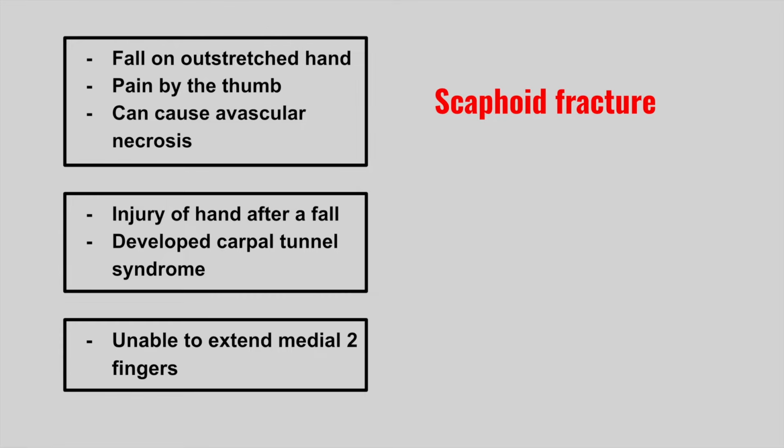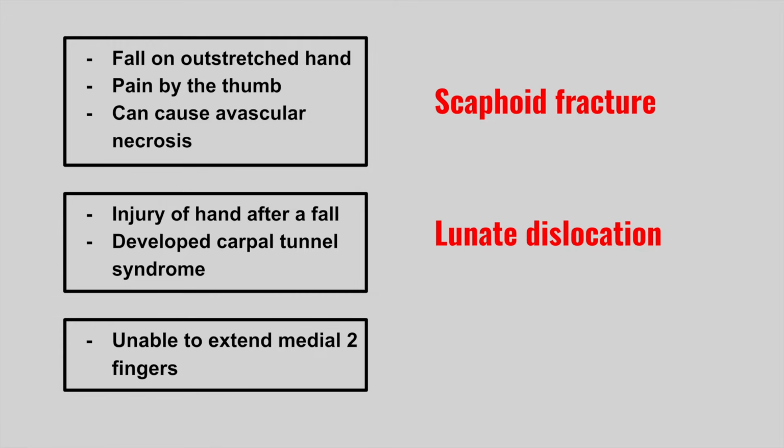Next, we have somebody who injures their hand after a fall and then develops carpal tunnel syndrome. So this is a lunate dislocation. And remember, carpal tunnel syndrome is explained by pain and numbness to the first 3 digits. And then you can also have issues with abduction and opposition of the thumb.